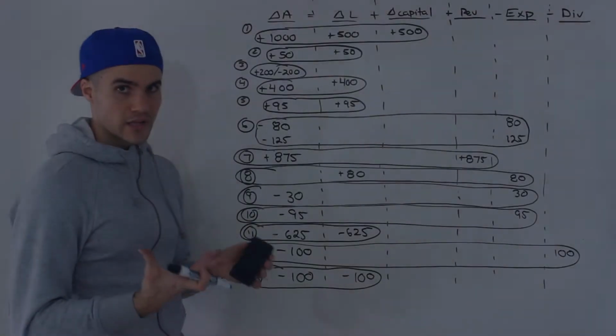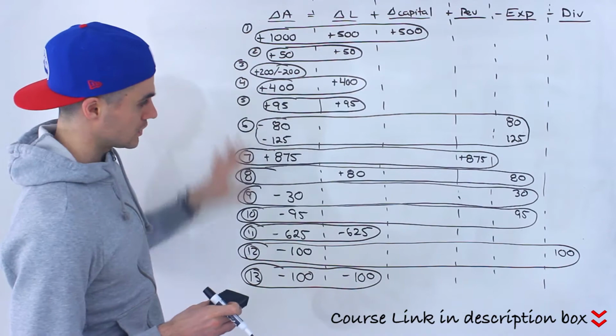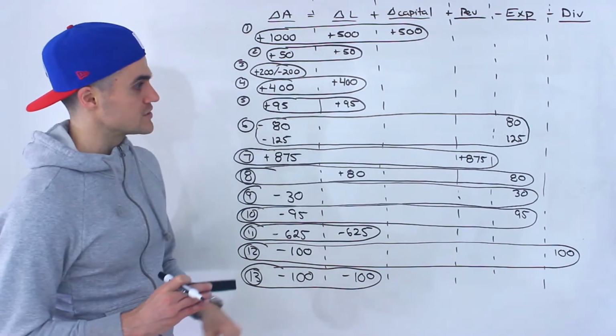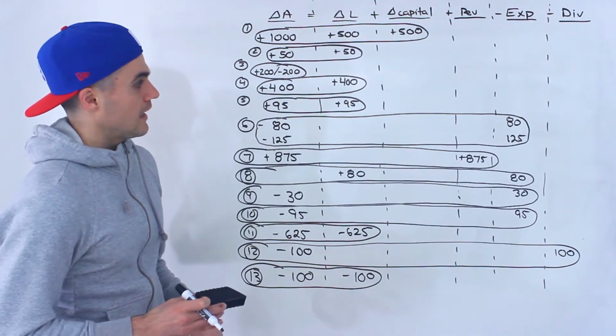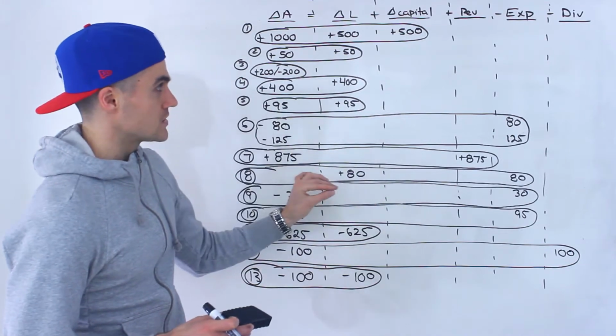So as a summary, after all the transactions, after you fill out the chart, it should look something like this. Notice that I filled in all 13 transactions here so you could see them all at once. And these are just the transactions. These are all the entries.